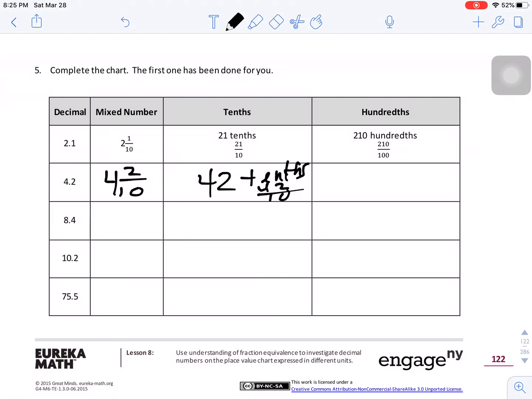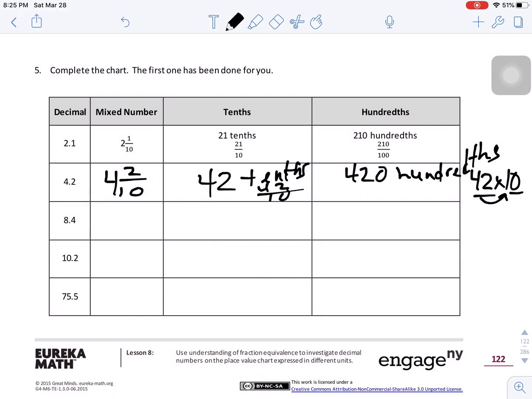42 tenths. I know that I would have to break each of those tenths into 10 pieces to regroup to the hundredths place. 42 times 1 is 42. Put the 0 as the placeholder. 420, and these are hundredths. Or I could write that as a fraction with 420 over 100. I'm going to keep my pattern continuing.